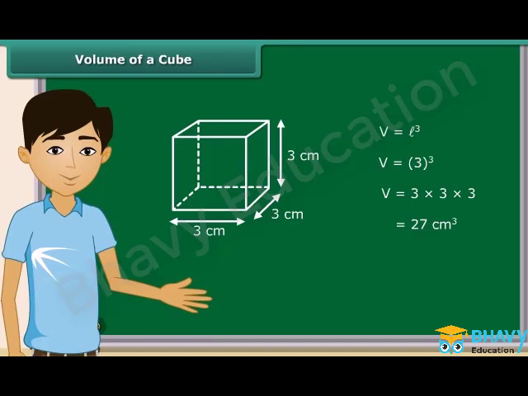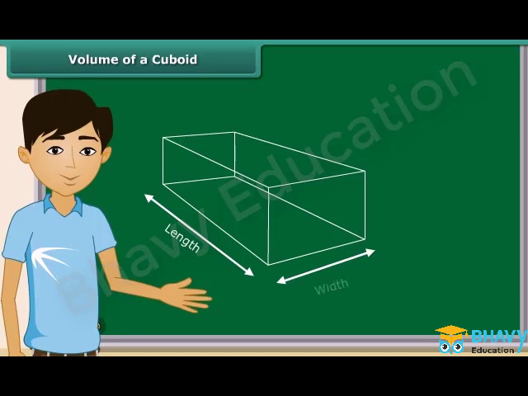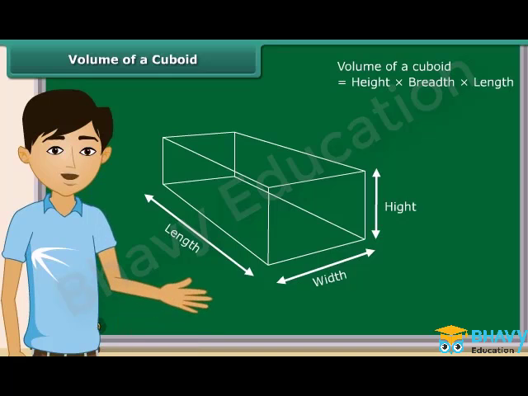Look at this cuboid. We know it's a three-dimensional shape having dimensions length, breadth and height. It's very simple and easy to calculate the volume of a cuboid. Just multiply height, breadth and length of the cuboid and you will get the volume of a cuboid.